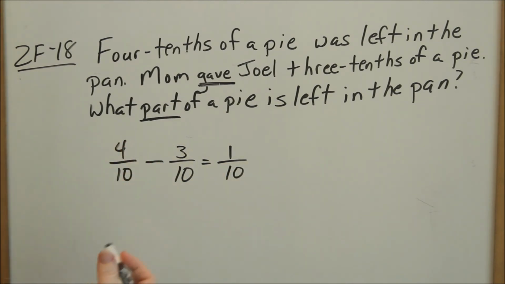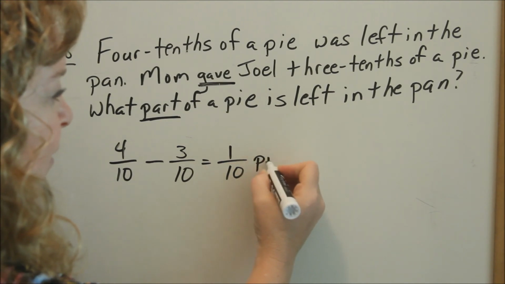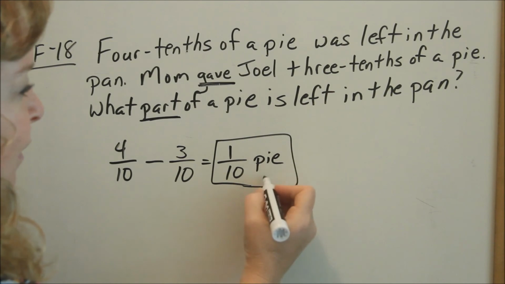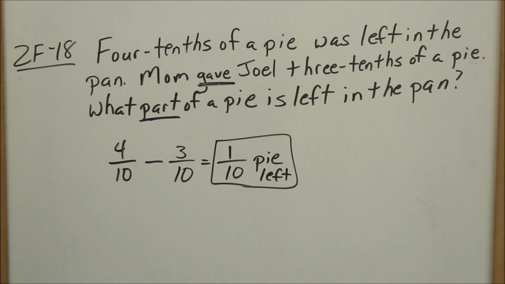Because it is a word problem, it's really important to put units or to write something after that so you know what that 1/10 stands for. That 1/10 represents part of the pie. So you can just say there's 1/10 of the pie left. If you want to write left, because it asks which part is left. So 1/10 pie left.